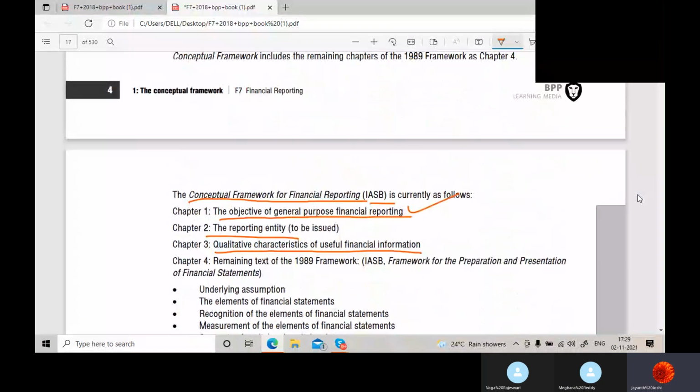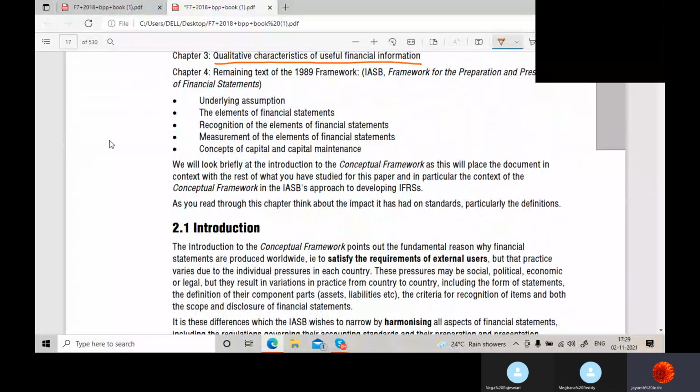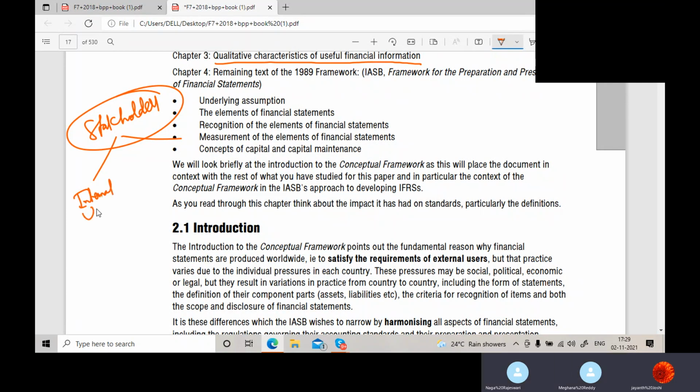See, now I would ask you a question. The company prepares the financial statements, correct? For whom do they prepare? For stakeholders and other outside users. So stakeholders can be divided into two parts. They are internal and external. Who are the internal users of financial statements? Managers, employees. Who are the external users of financial statements? Suppliers, customers, government, lenders, competitors.